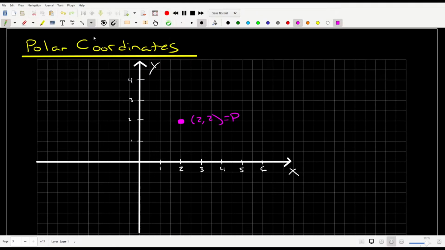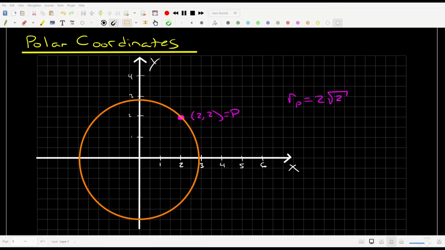Now, we also know that this point is a distance of 2 times square root of 2 from the origin. You can treat this from Pythagoras's theorem. It's going to be the square root of 2 squared plus 2 squared, which is the square root of 2 times 4, which is 2 times the square root of 2. So this point P lies on a circle of radius 2 root 2 away from the origin. That's the radius of this circle that I've just drawn right here.